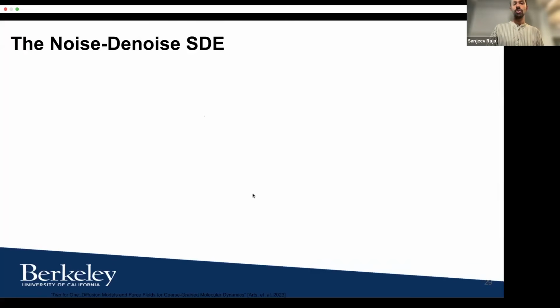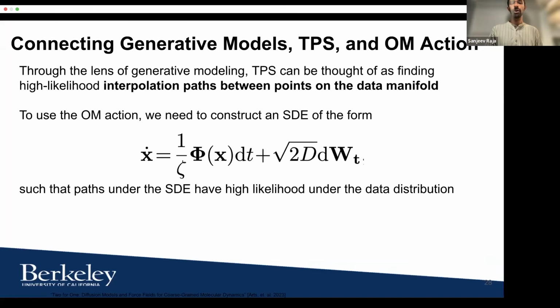And so what we can do is introduce a mathematical model. If we want to find high likelihood paths connecting two points on a data manifold, we need a hypothesis class for how these paths could have been generated. And hopefully that hypothesis class is an SDE of this form.